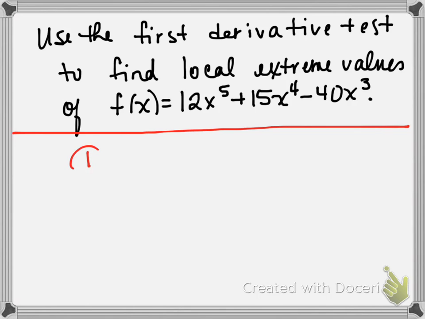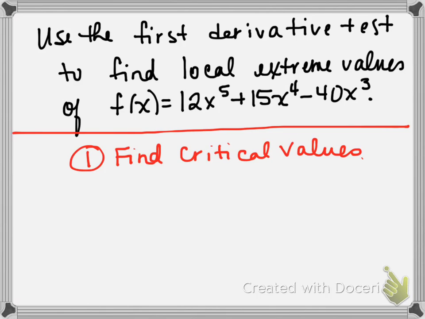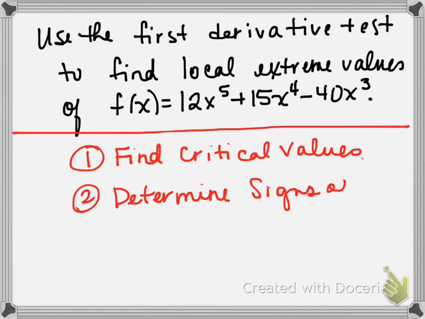First, when I'm using the first derivative test, I need to find critical values. And after I find critical values, I need to determine the signs of the first derivative. And the first derivative may or may not change sign at each of the critical values, and that will tell me whether or not I have a local maximum or a local minimum. So let's go ahead and do that.